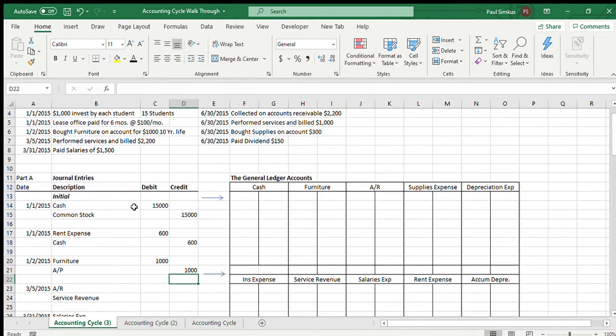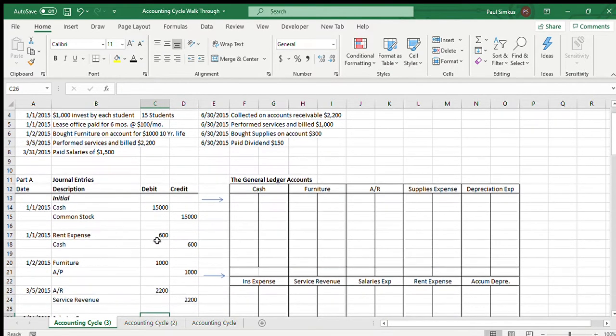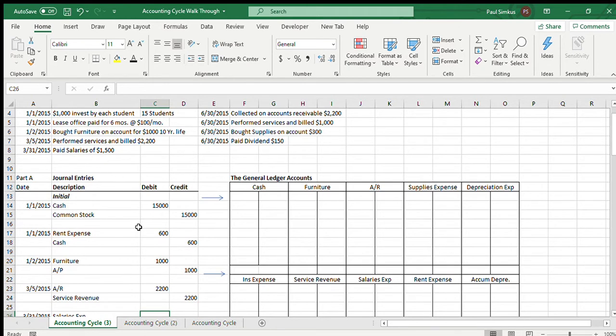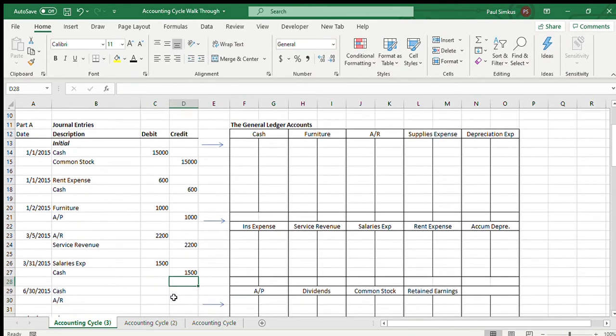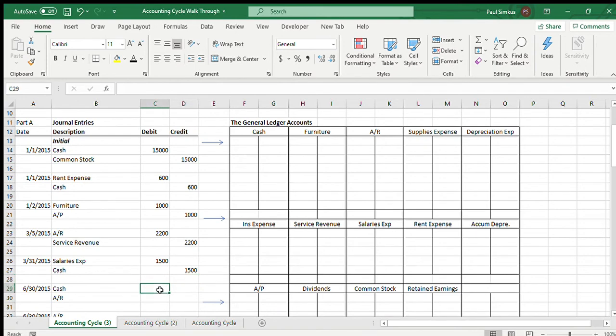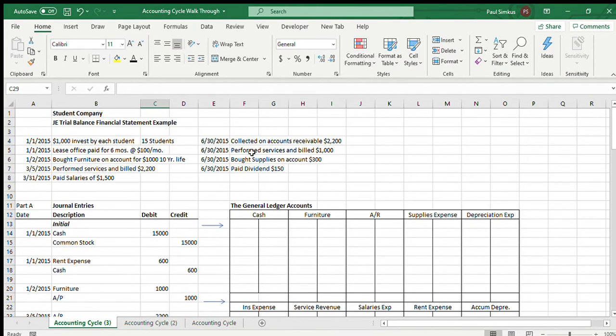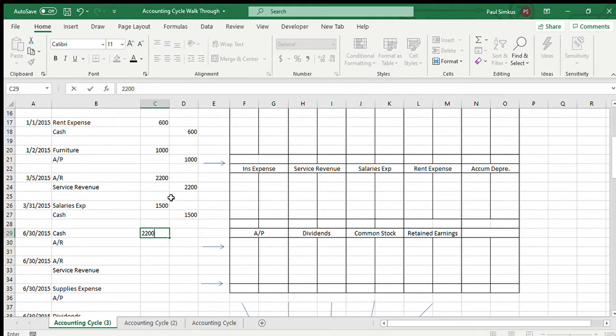You performed services for $2,200. $2,200 to AR because you billed that, and you recognize $2,200 in service revenue. You paid salaries of $1,500. Salaries expense, and you paid those, so that's a credit to cash. You collected that $2,200 that you billed earlier, so you have $2,200 in cash coming in, and you credit AR for $2,200.